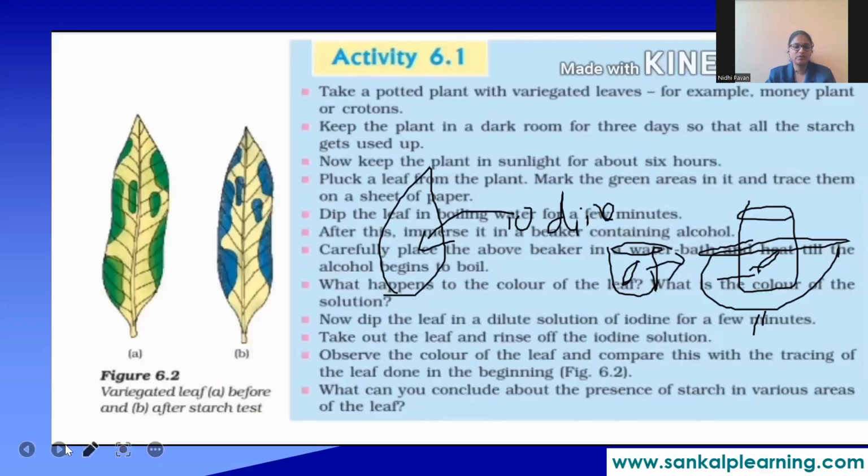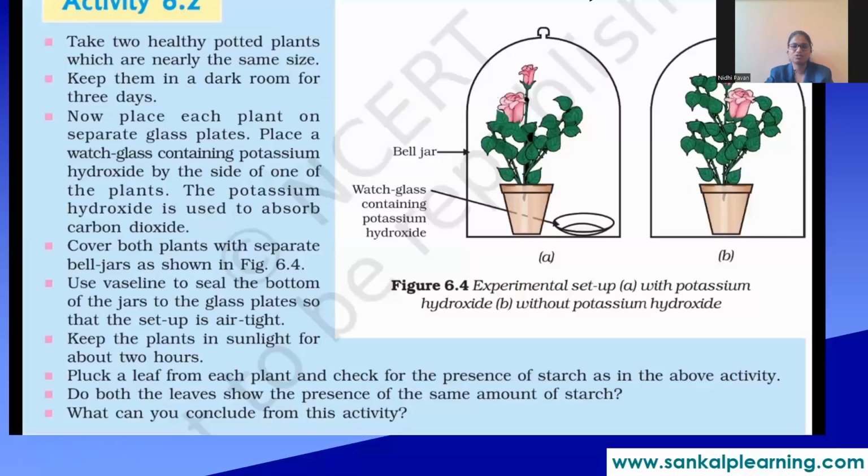In the same way, we have one more activity regarding carbon dioxide. For this, we will take two potted plants and keep them in a dark room for 3 days and in sunlight for 6 hours. When we keep them in sunlight, cover the plants with a bell jar, like this. Near one of the plants, keep a watch glass with potassium hydroxide. After 6 hours, take the leaf from each plant and do the iodine test.